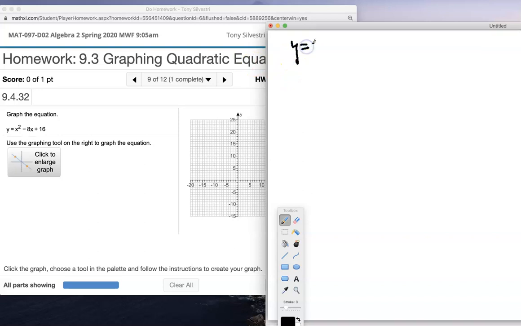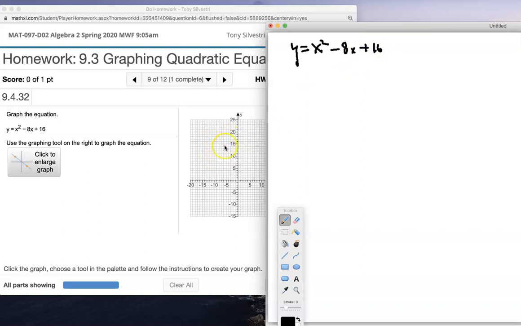y equals x squared minus 8x plus 16. Okay, don't be afraid of all those little squares. It doesn't matter. You do it the same way. Let's see, what do we do first? Well, I can tell you right now this graph is going to go up. See, the number in front of the x squared is a 1. It's a positive number. It's going to go up. So that's one observation.